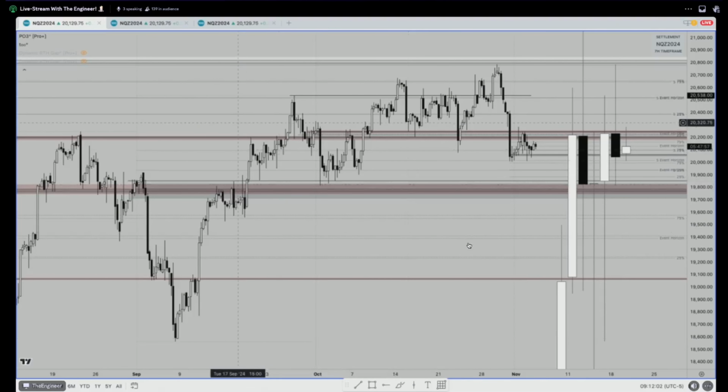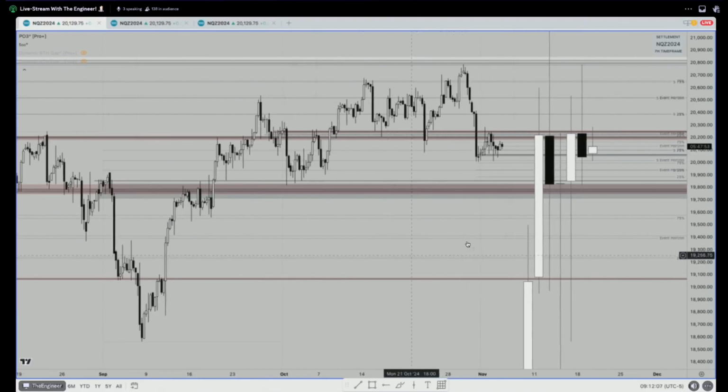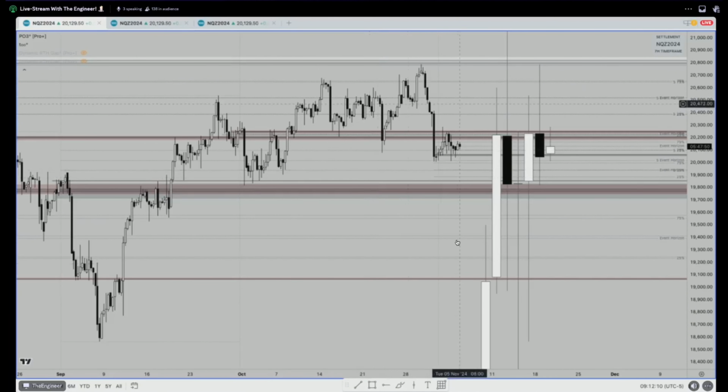But yes, seeing some of these higher time frame gaps just set the high and low of the day is absolutely incredible. I don't know how else to say it.